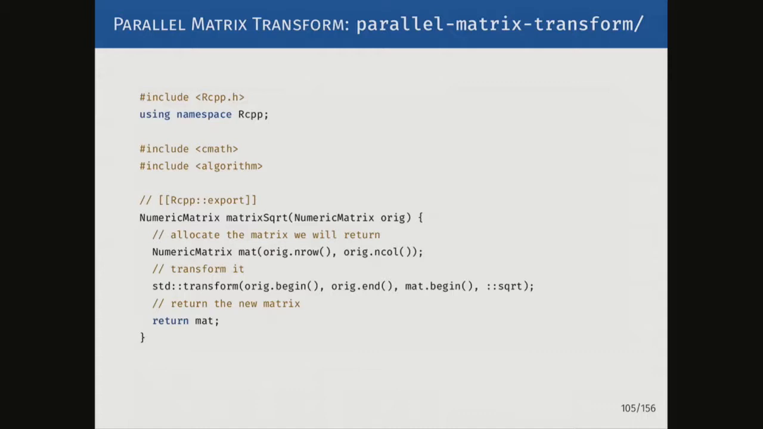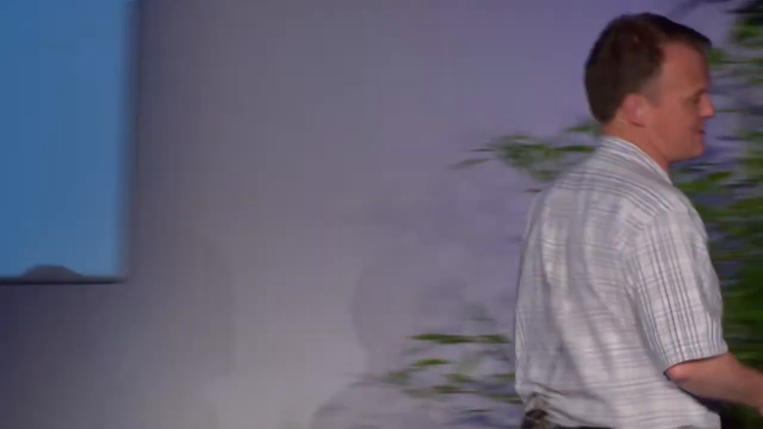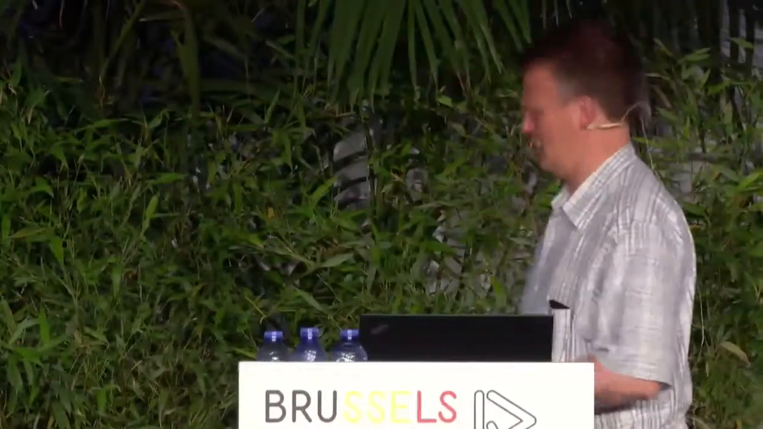It's on CRAN too. A working example here, the serial case, would just be: take a matrix, create a new matrix, and what we really want is from beginning to end of the matrix, with the result in the out matrix. Do me a square root, where std::sqrt just means run the square root function from the global namespace, so that's the scalar function from the C library. So it really just goes over the matrix and does it element by element, which is something that we can parallelize.